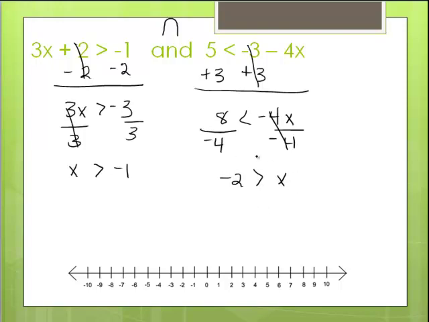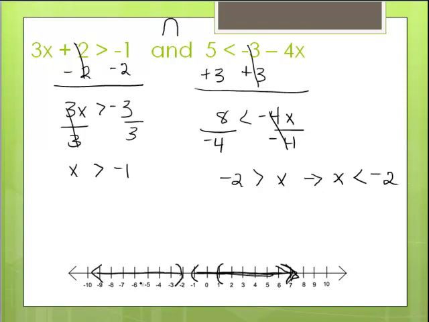Now you never want to write an inequality with the variable on the right. Always switch it around so that the variable is on the left, and when you turn it around, you flip the whole thing over. X is less than negative 2. So we have x is greater than negative 1 and x is less than negative 2. X is greater than negative 1. X is less than negative 2.